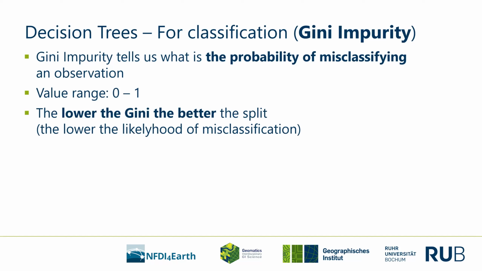Gini tells us how high the probability of a misclassification of an observation is. The range of values is between 0 and 1. 0 means a good split, so it is unlikely that we have a misclassification. And 1 means the split is not good at all. We get a lot of misclassification through a split. Let's now look at the workflow for calculating Gini impurity.